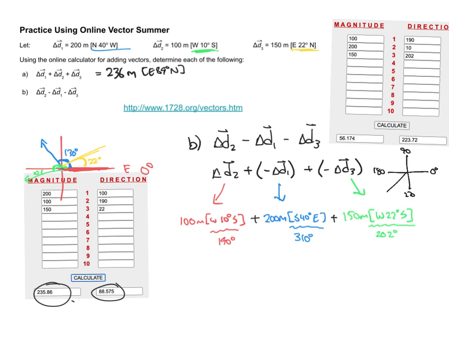So what I can do is, if this is 224, I can calculate this angle here. What's that gap in between there? It's 224 minus 180. So that's 44 degrees. So it would be west 44 degrees south. So my final answer is 56 meters west 44 degrees south.